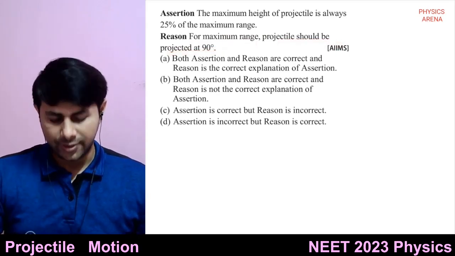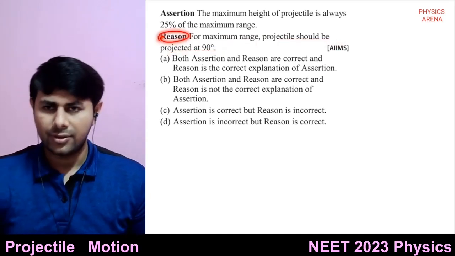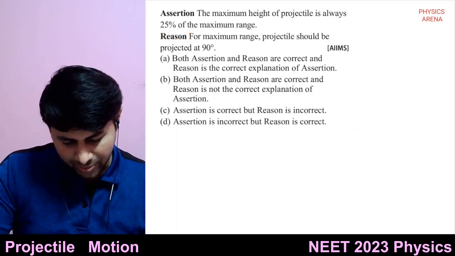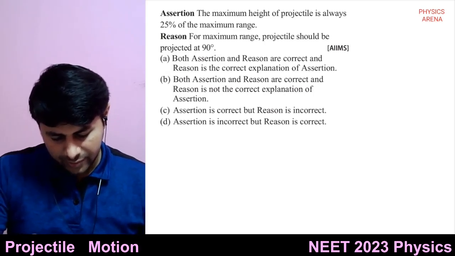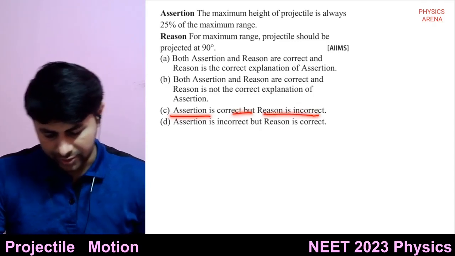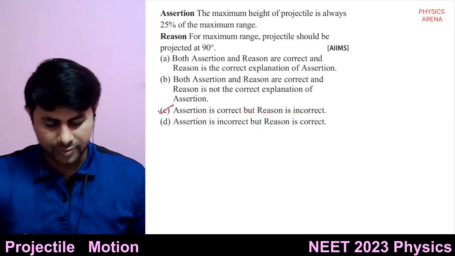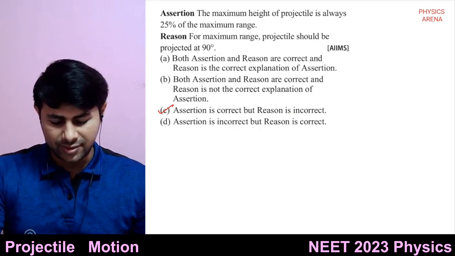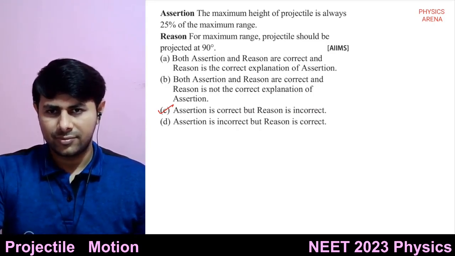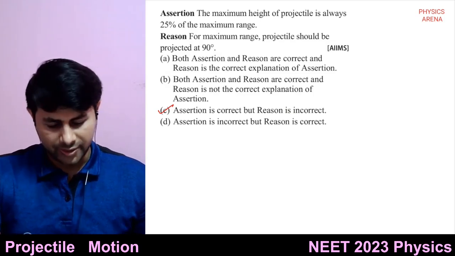Is the reason true or false? False. Good. So which of the options is correct? C, sir. The assertion is correct, but the reason is incorrect. So what should be the correct reason? Projected at 45 degrees. Good.